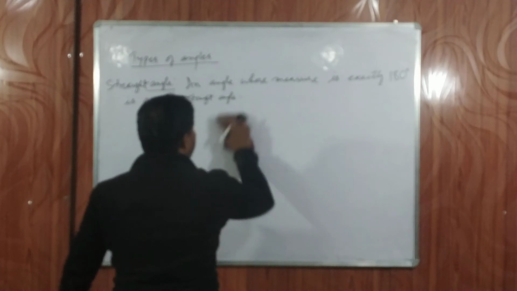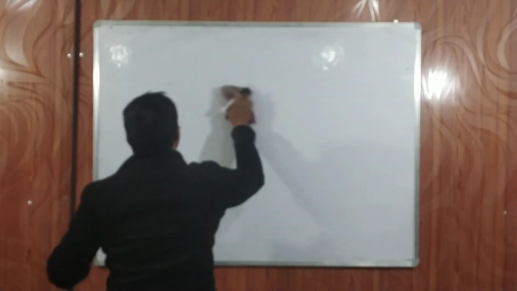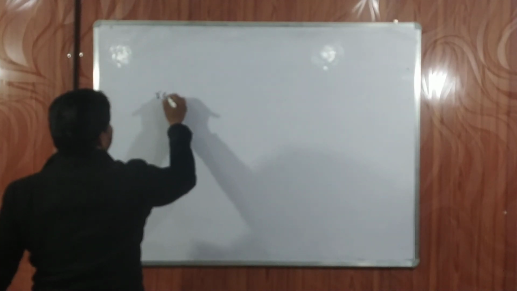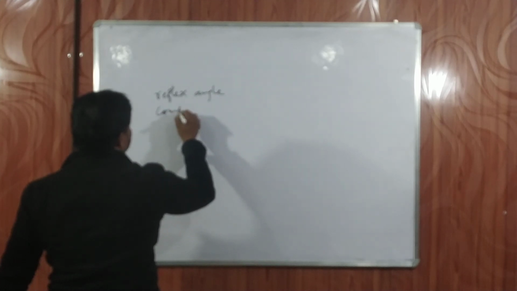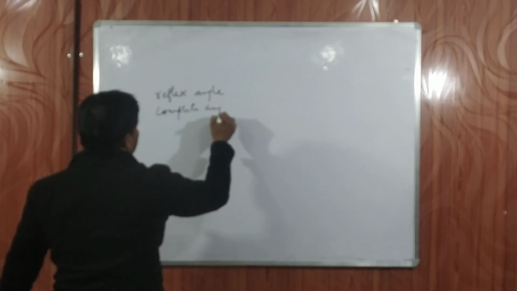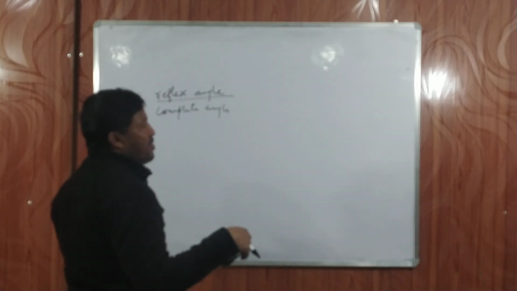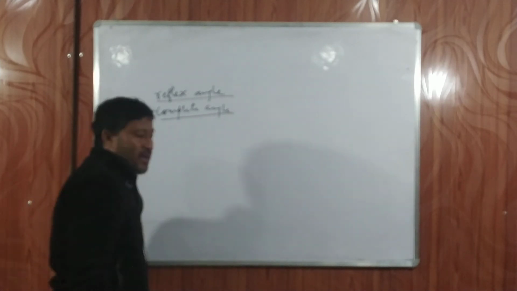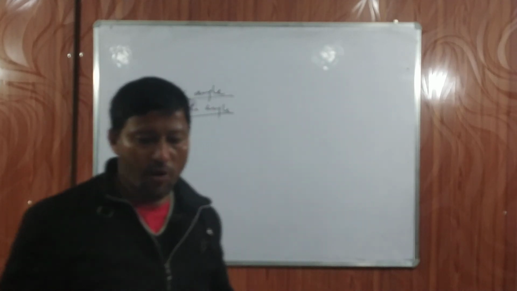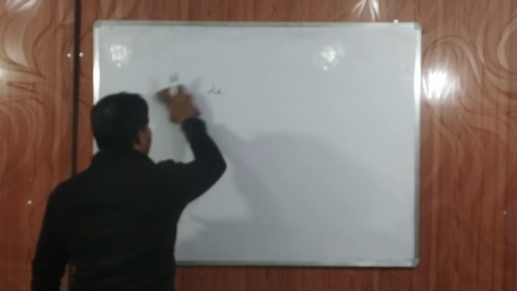There are some more angles, like reflex angle and complete angle. A reflex angle is an angle whose measure is greater than 180 degree but less than 360 degree. And a complete angle is exactly 360 degrees. This one is not included in your syllabus. So I have just explained to you what a reflex and complete angle is.